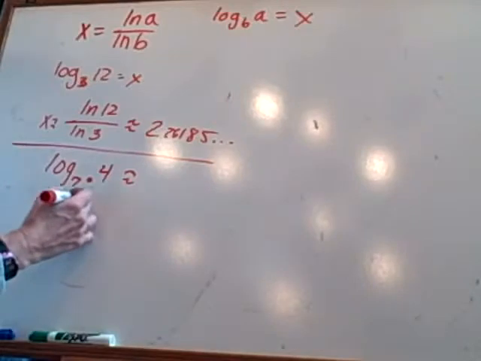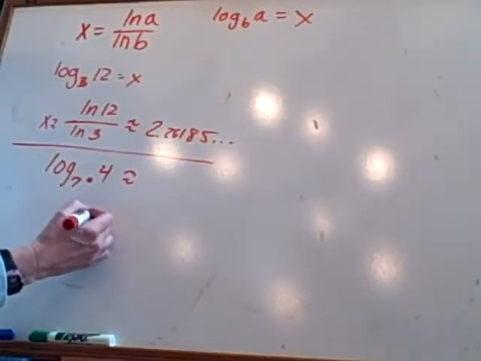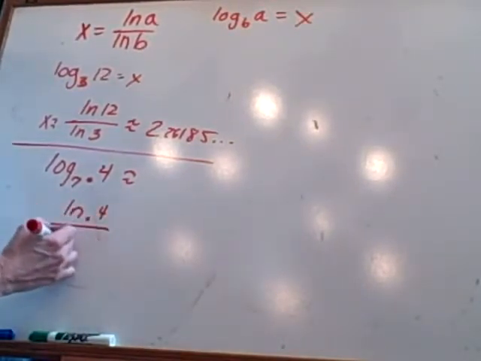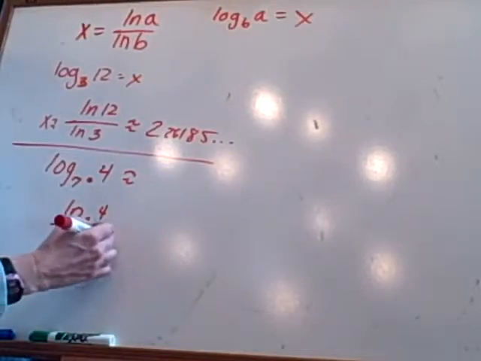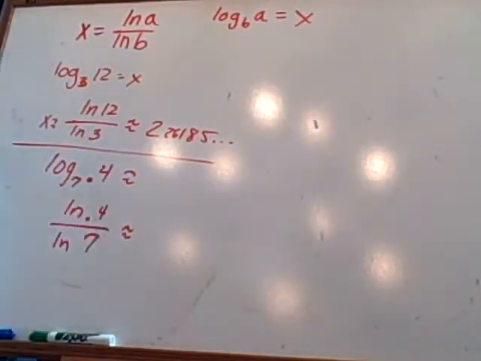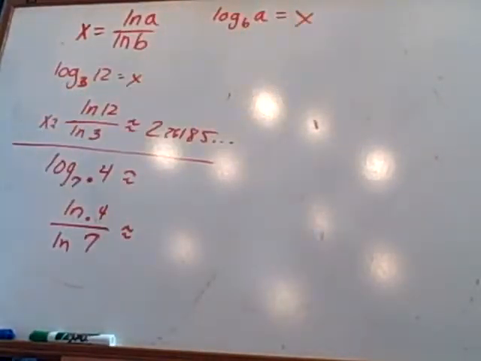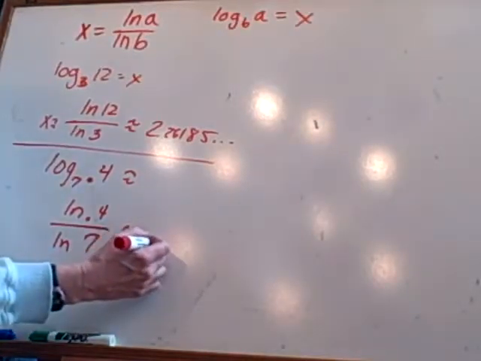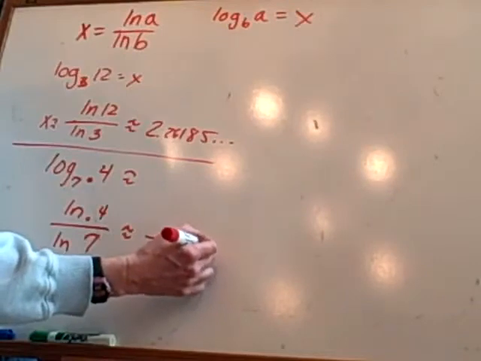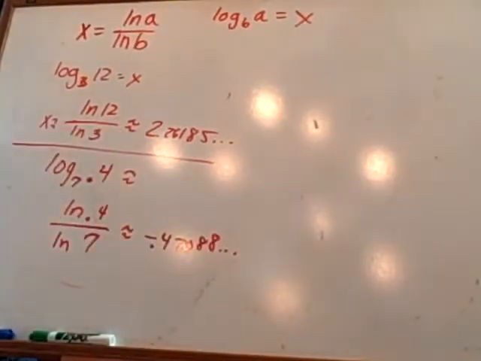Well, it's going to be the ln of 0.4 over ln of 7. Use your calculator. ln 0.4 divided by ln of 7. It's negative 0.47088 dot dot dot.